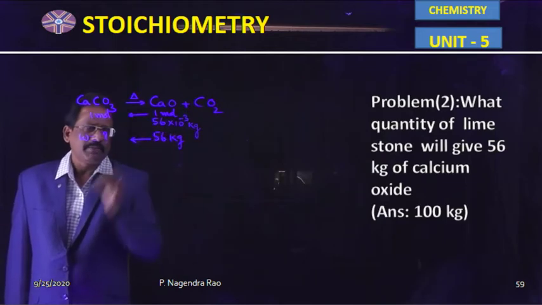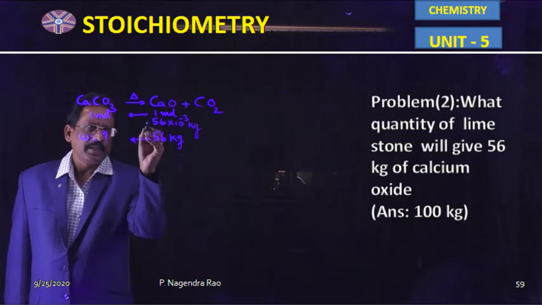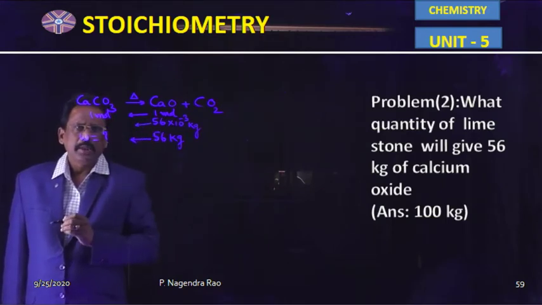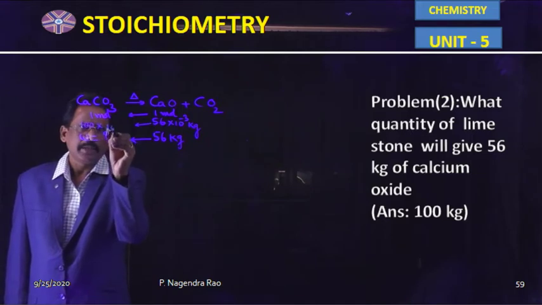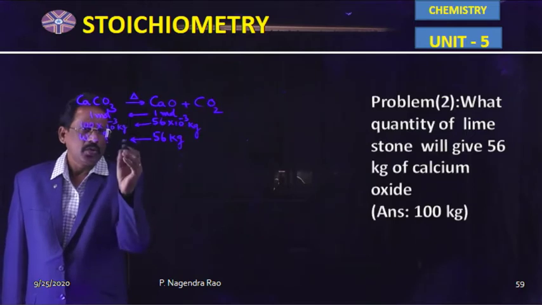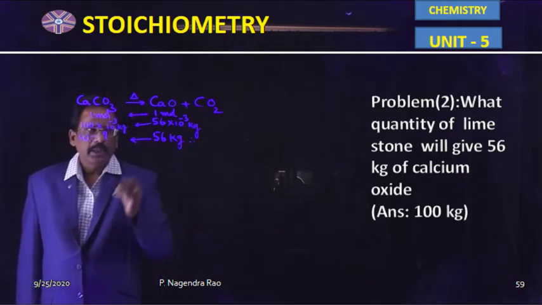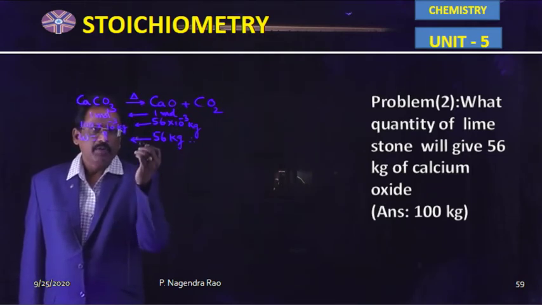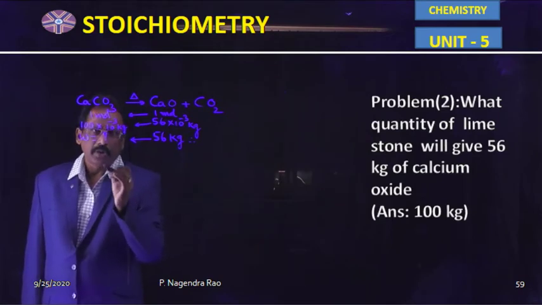This much weight of quicklime will be formed from the total weight of limestone, which is 100 grams. That means 100 into 10 power minus 3 kilograms. Now 56 kilograms of quicklime will be formed from how much weight of limestone?